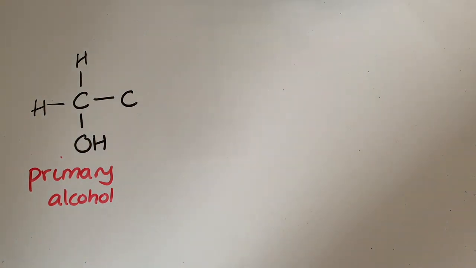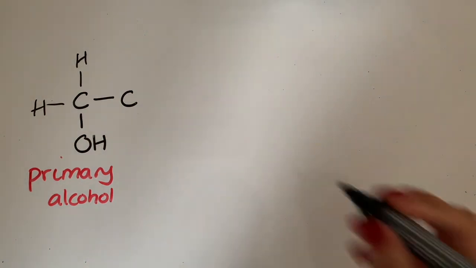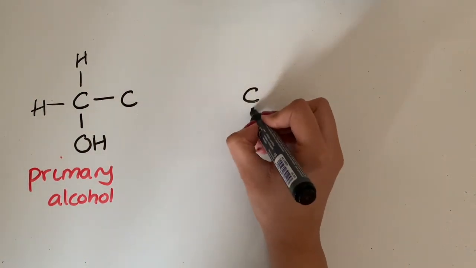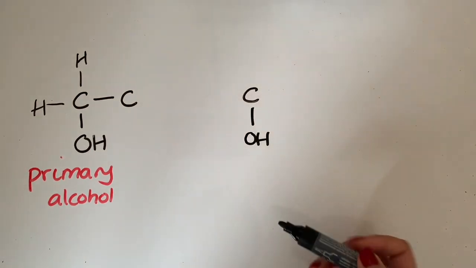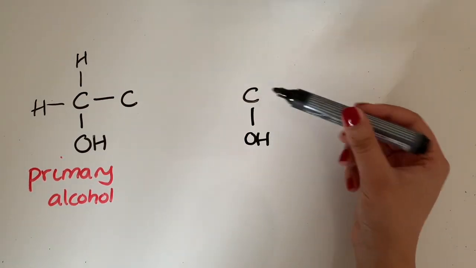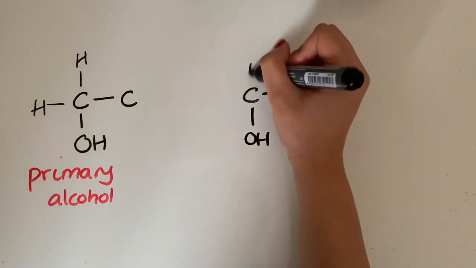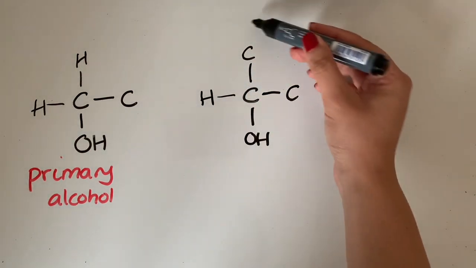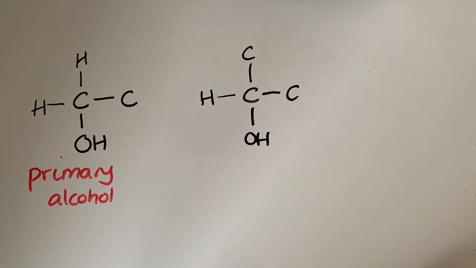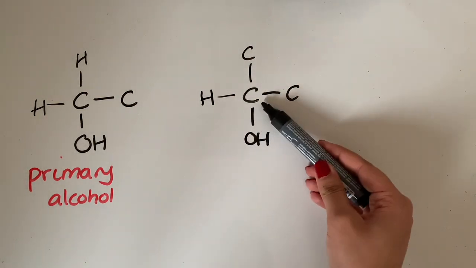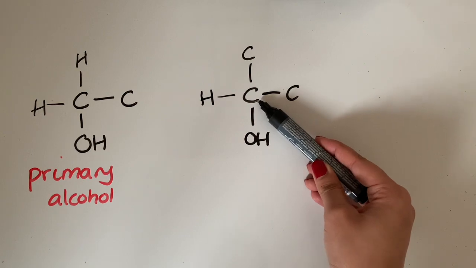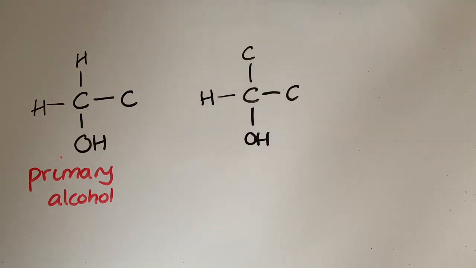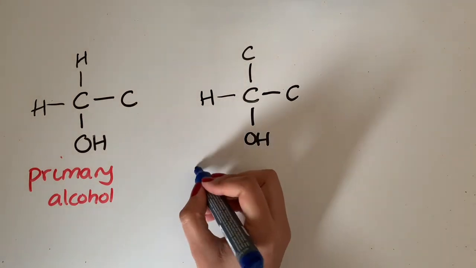The next one is a secondary alcohol, and a secondary alcohol is one where the carbon to which the OH is attached is attached to two carbons and therefore one hydrogen. Again, anything can be happening over here, it doesn't matter, as long as this carbon has two carbons and one hydrogen attached to it. And this is a secondary alcohol.